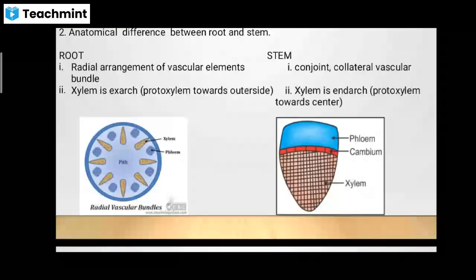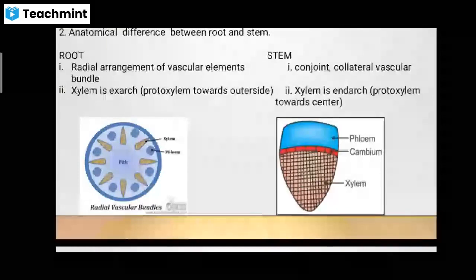If the cambium ring is present in between xylem and phloem, then what is it called: open type or closed type of vascular bundle? Open type. Open type of vascular bundles. So in stem, sometimes it is open type or sometimes it is closed type vascular bundles, but it is conjoint and collateral. Then the second difference between root and stem is that xylem is exarch type in root and it is endarch type in the stem.